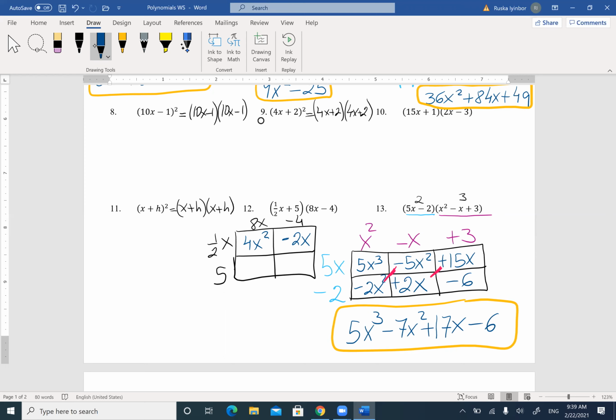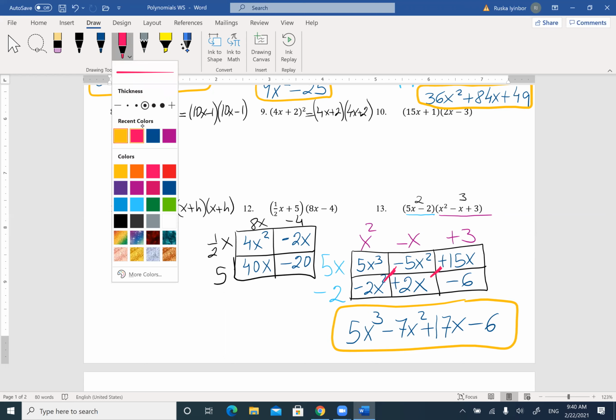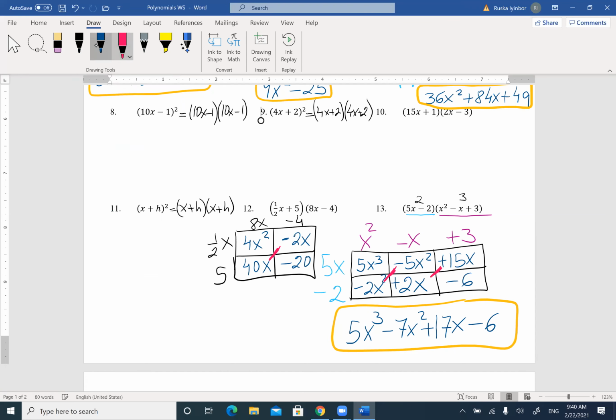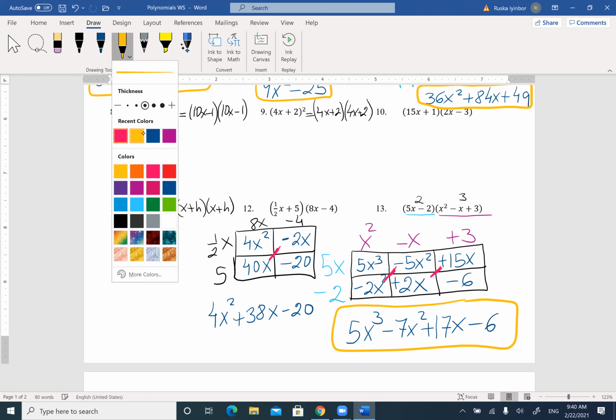But if you have fractions, you can use a calculator to add, subtract, and multiply fractions. So the next row is going to be 5 times 8 is 40x and negative 20. And then we're going to combine the like terms. And again, those two are going to be diagonal, the like terms. So we're going to bring down the 4x squared, and then 40 minus 2 is 38x minus 20. Okay, so this is going to be the final answer.